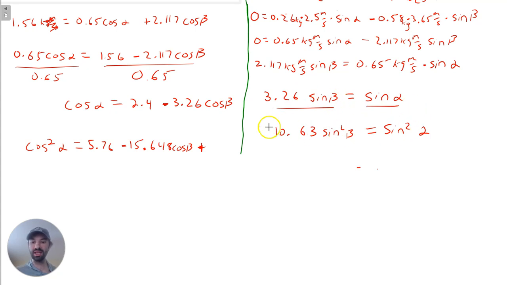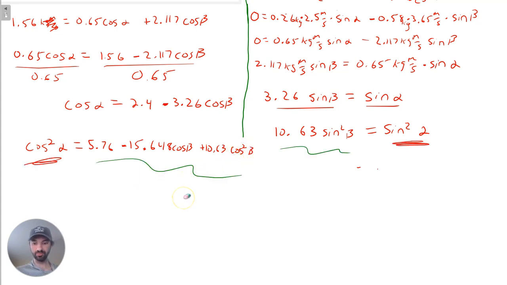Okay, so if I square this side, I get 10.63 sine squared beta equals sine squared alpha. I square this side, I get cosine squared alpha equals 5.76 minus 15.648 cosine beta. Minus times minus is plus, so plus 10.63 cosine squared beta. I did not like how sloppy that looked, sorry. Just going to rewrite that. Plus 10.63 cosine squared beta.